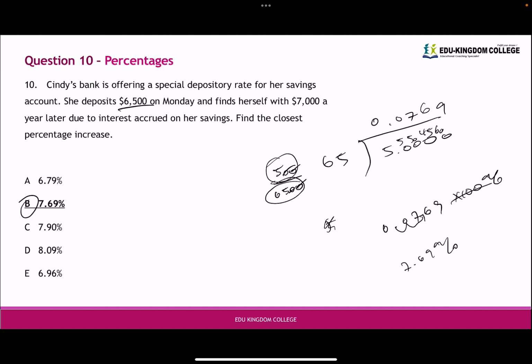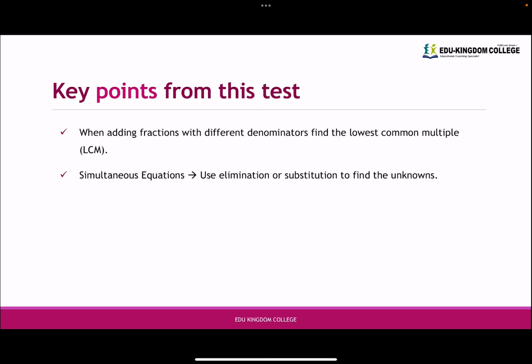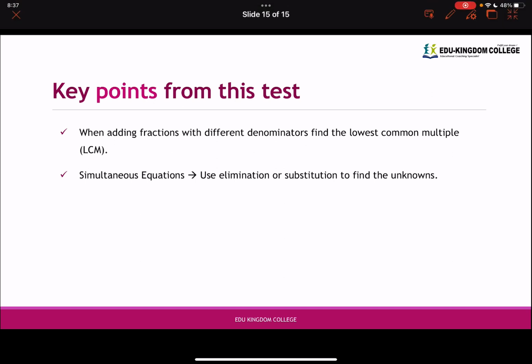So B. Key points for this test were lowest common multiple and simultaneous equations. When we're finding a lowest common multiple, don't just multiply all your denominators from the start straight away. Have a little bit of a think about it. And with simultaneous equations, we're either using elimination or substitution to find our unknown variables or unknown letters. So those are the key points from this test. We just looked at the solutions for test number 8, so I will see you in the next video. Good job, guys.